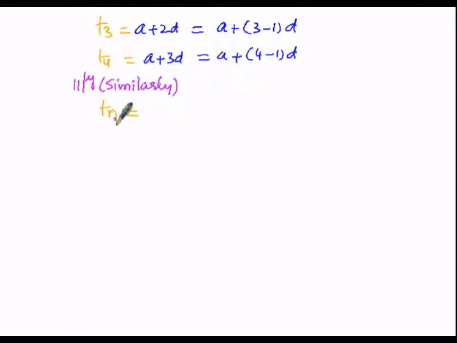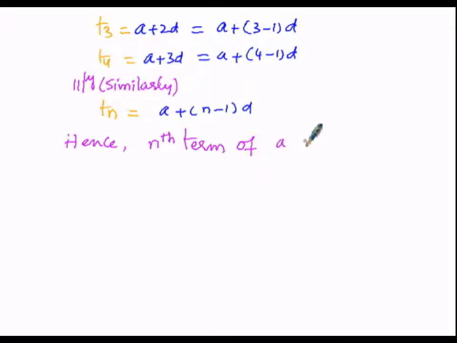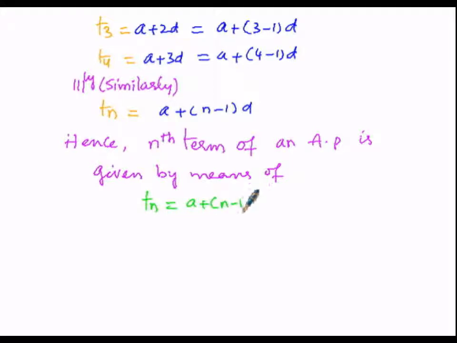So in order to get the nth term, from the serial number n we have to subtract 1. In this manner we will get A plus n minus 1 into D as the nth term. So hence the nth term of an arithmetic progression is given by Tn equals A plus n minus 1 into D.